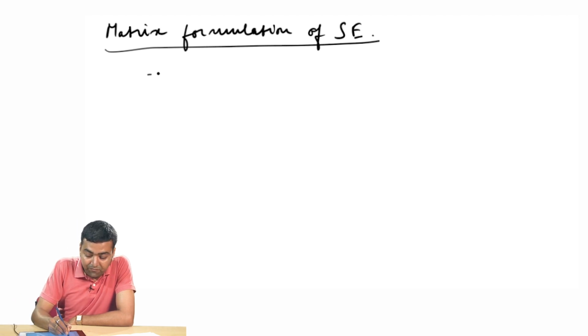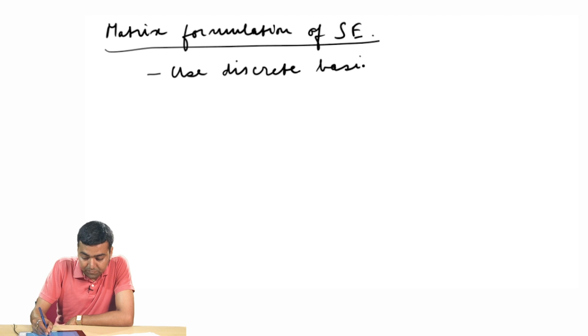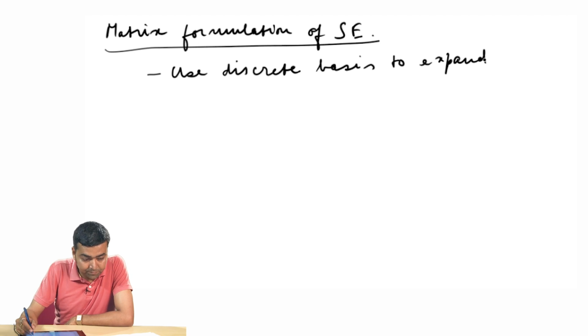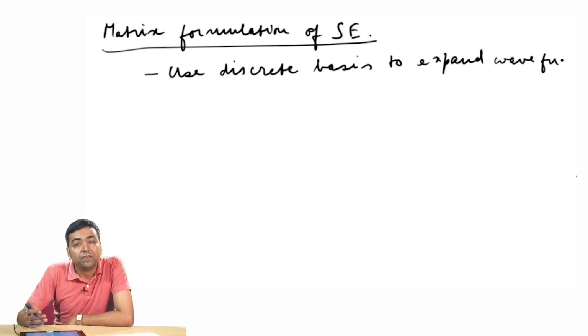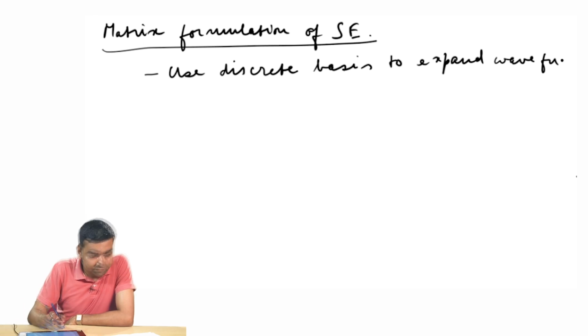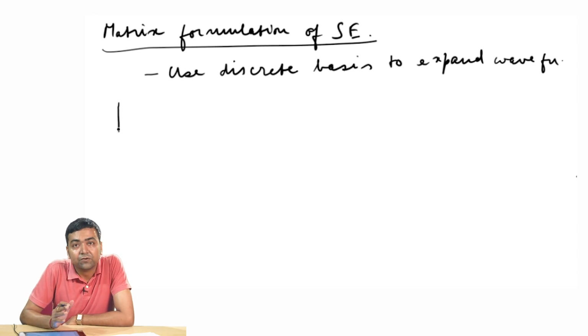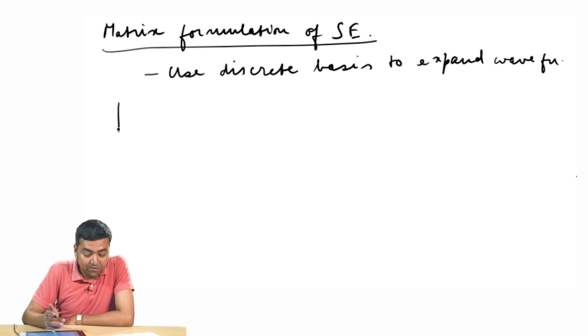So what we do is we use a discrete basis to expand the wave function, instead of using a continuous basis, which is typically done when you try to solve it analytically. So if you recall, I will use the bracket notation, and I assume that you are familiar with bracket notation.